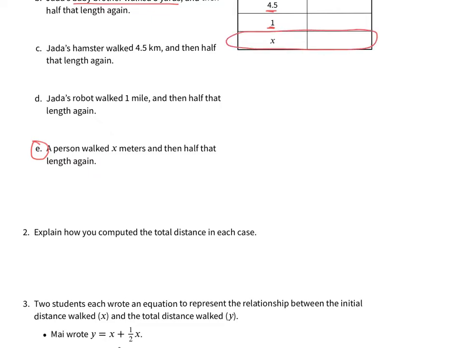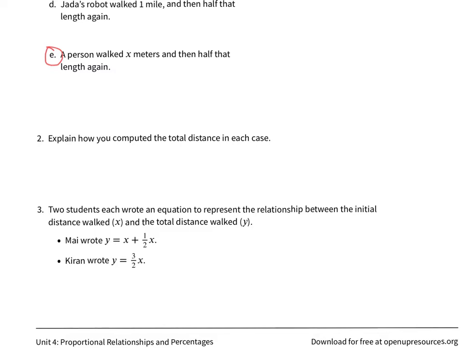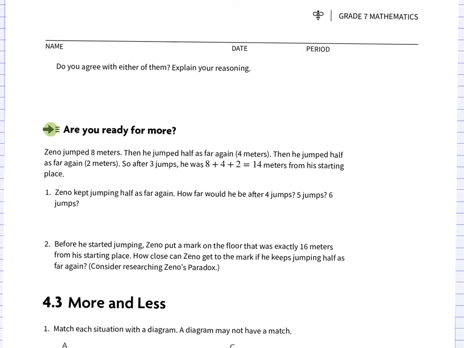Two students wrote that relationship. Mai wrote y equals x plus 1/2 x, and Kieran wrote y equals 3/2 x. And the question, as we turn the page, at the top of the page, is: do you agree with either of them? Now remember, with this curriculum, you might end up agreeing with one of them, or the other one, or both, or neither. So explain your reasoning there. Okay, so pause and answer that question.